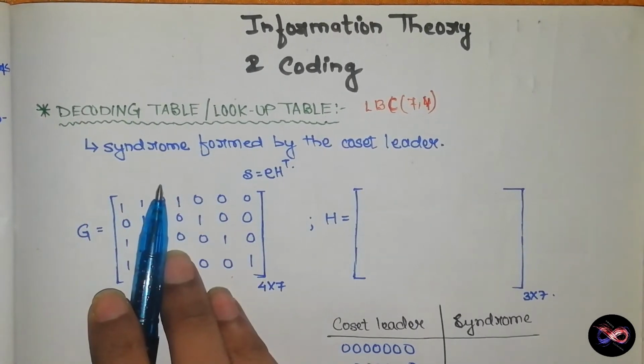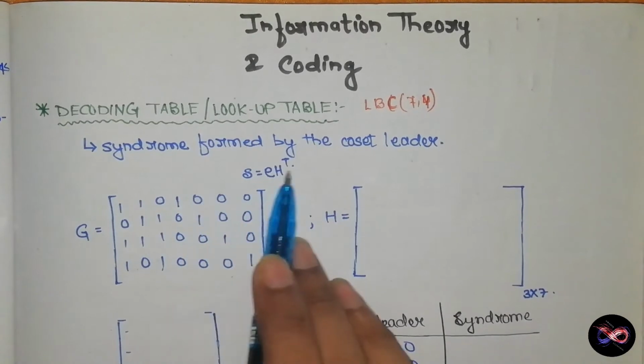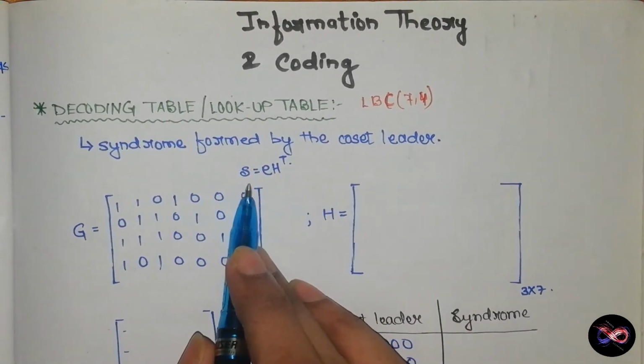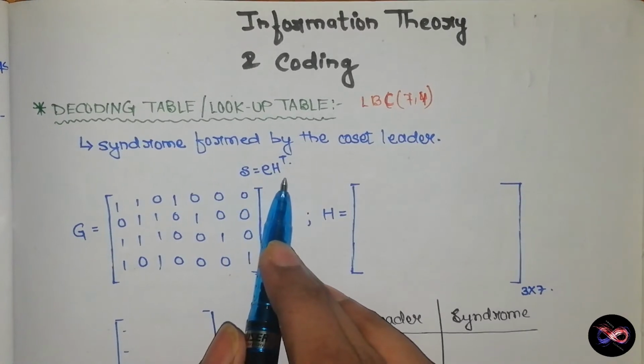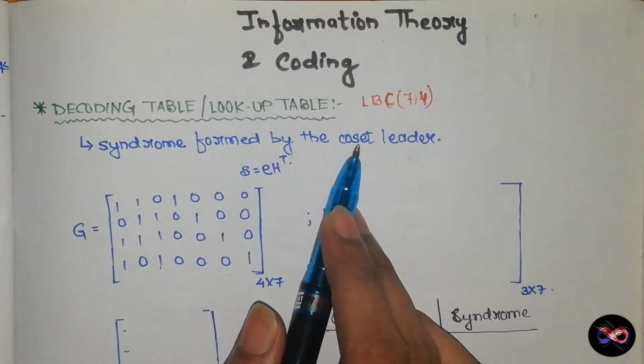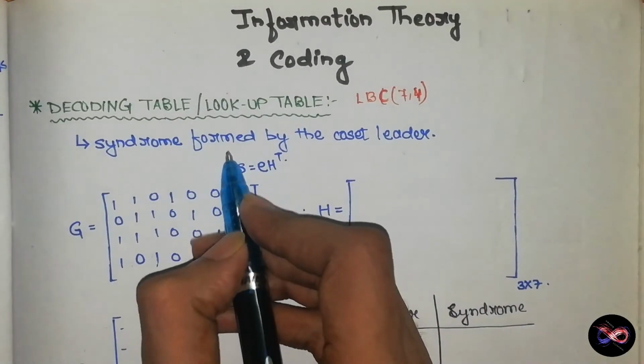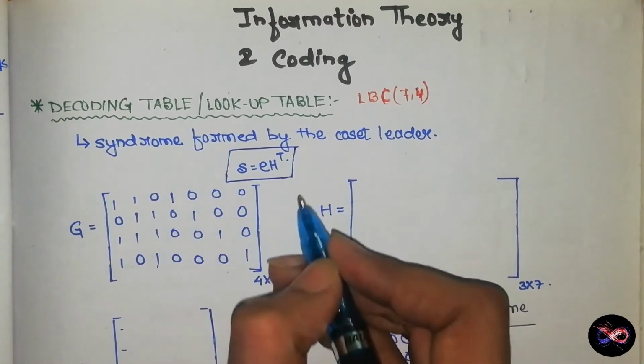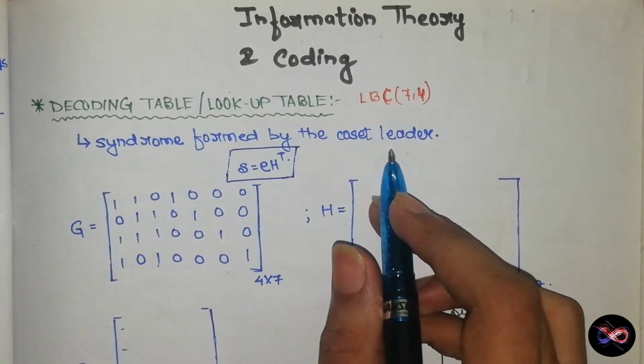It is used to determine the syndrome formed by the coset leader, and the equation that we will use is S = E H transpose, where S is the syndrome. In the previous lecture we already derived this equation, and the concepts of coset and coset leader were also discussed in the previous video.